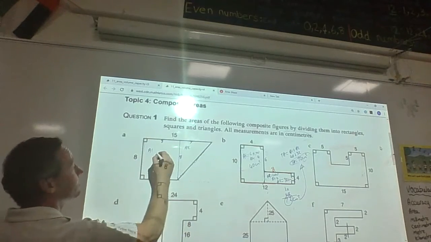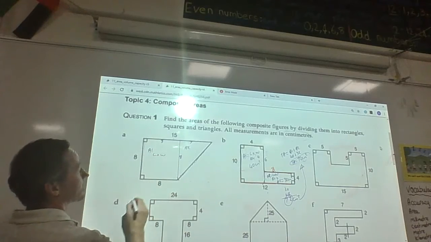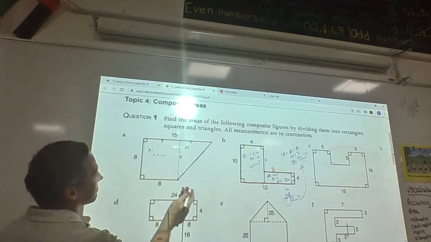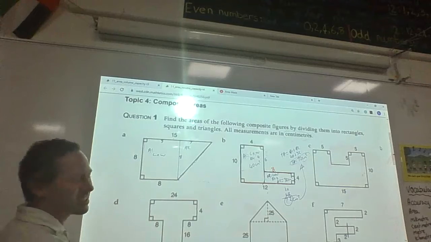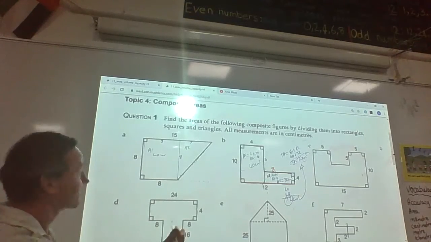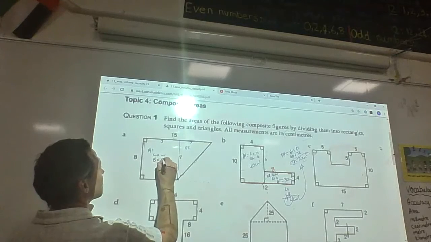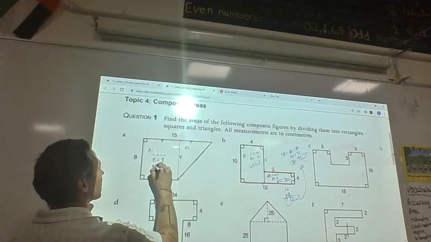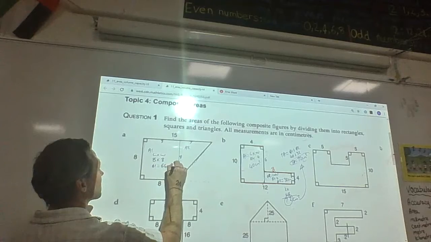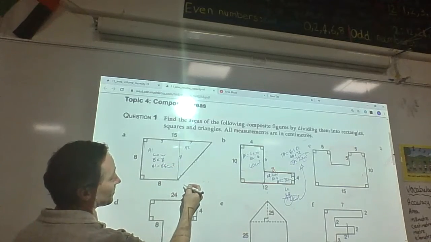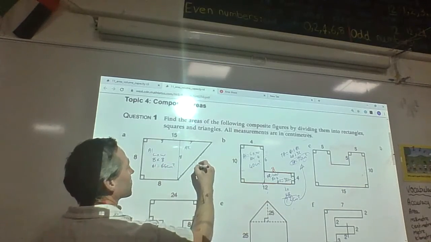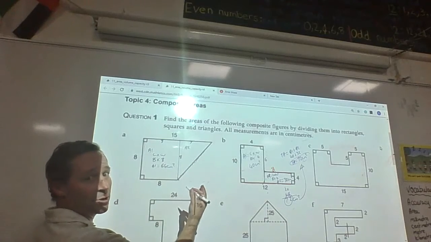So area 1, length times width. Well, I guess technically that's a square. It doesn't look like a square, but it's supposed to be a square. So 8 times 8, area 1 equals 64 centimetres squared. This one along here, to work out this one, the formula for the triangle, do you remember what it is?